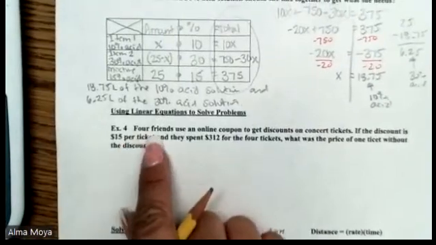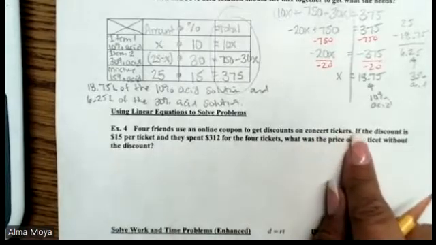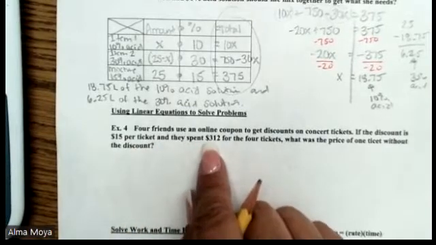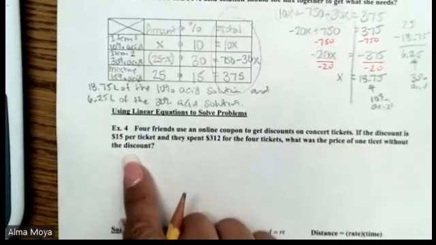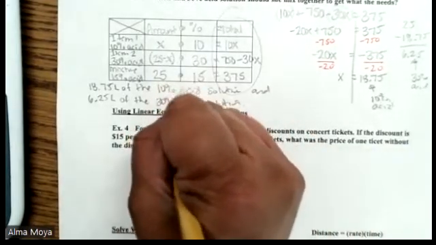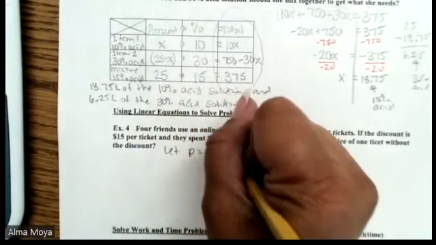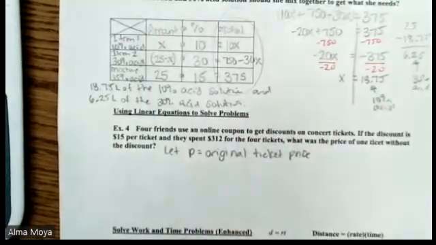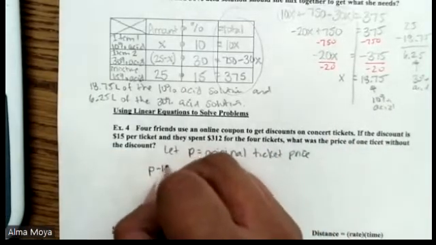All right. Next one says 4 friends use an online coupon to get discounts on concert tickets. If the discount is $15 per ticket and they spend $312 for the 4 tickets, what was the price of 1 ticket without the discount? So right here, I'm going to let P equal the original ticket. Now it's going to be discounted by $15. So the ticket minus $15.